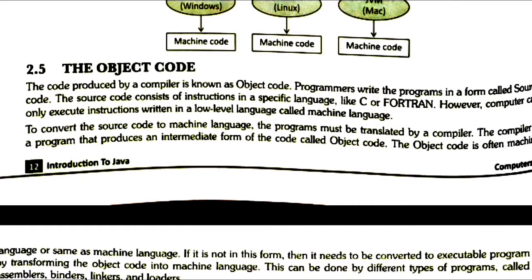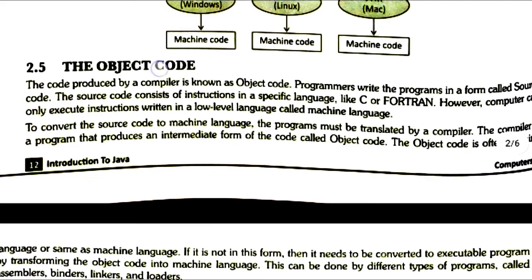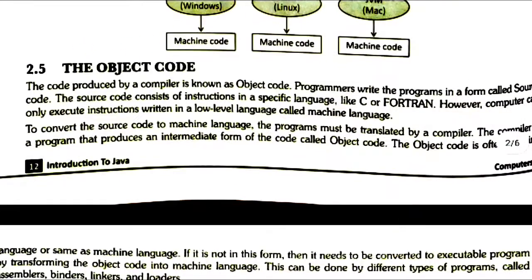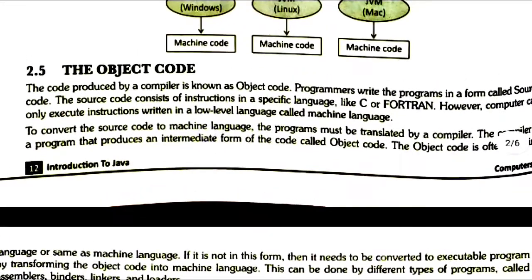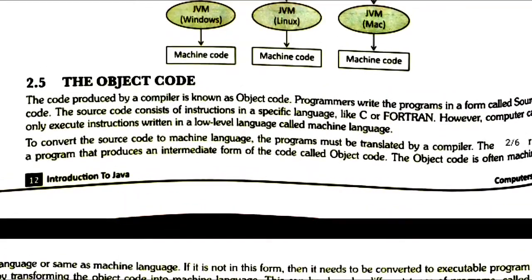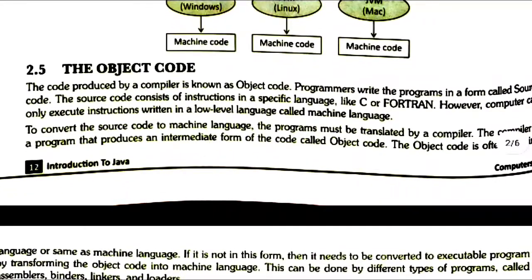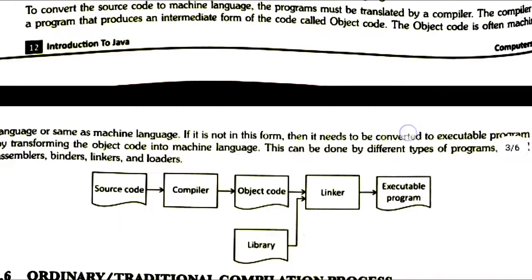Next we have the object code. In other programming languages which are machine dependent, which are platform dependent, not independent, they create the object code when their source code is compiled. Object code is just machine code, you can say, or it is in an intermediate form, an in-between form, which is not truly machine code, but you can call it an intermediate code.